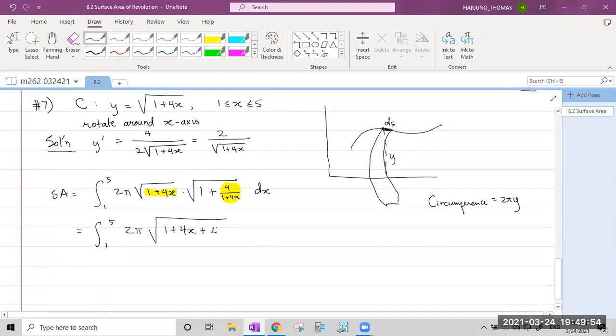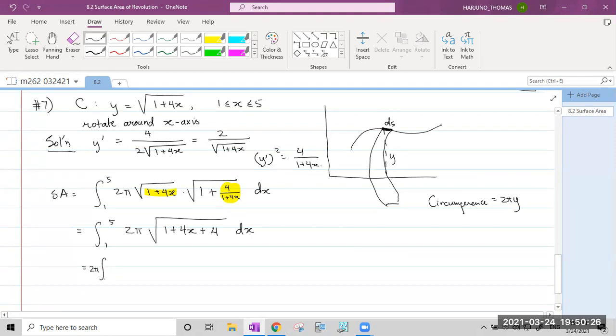Equals 4. I have a quick question, Thomas. Sorry, can you explain how you got the 4 over 1 plus 4x again? Oh, this, when I square it, because that's y prime squared. I square it, so that's 4 over 1 plus 4x. Got it. Thank you.